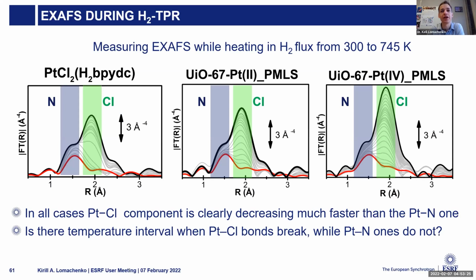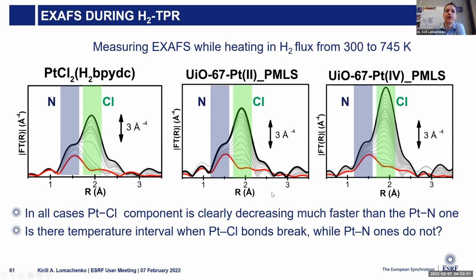When heated, it's clear that both platinum-nitrogen and platinum-chlorine contributions go down. So we start removing chlorine ligands and we start removing platinum from the linker. Here on the left, you have a pure linker. In the center, it's the MOF synthesized with platinum 2. On the right, the MOF synthesized with platinum 4, where we're supposed to have 4 chlorines instead of 2.